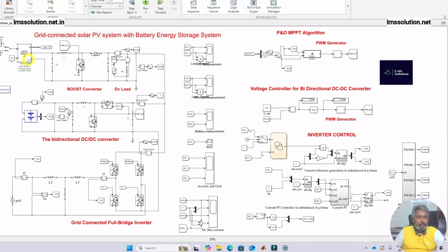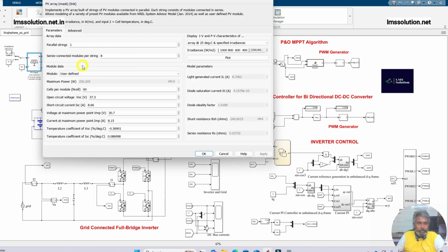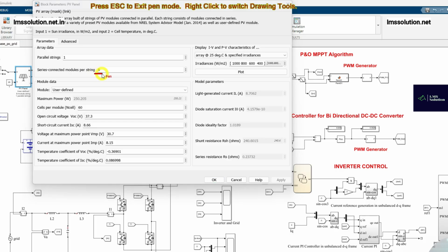So here we are considering the PV panel or PV array. I am clicking that PV array. Here you see that the PV array has 8 series connected modules and 1 parallel string. That means we are using only 8 panels in series. Single panel power is 250 watts, open circuit voltage is 37.3 volt, short circuit current is 8.66 amps, voltage at maximum power point is 30.7, and current at maximum power point is 8.15 amps.